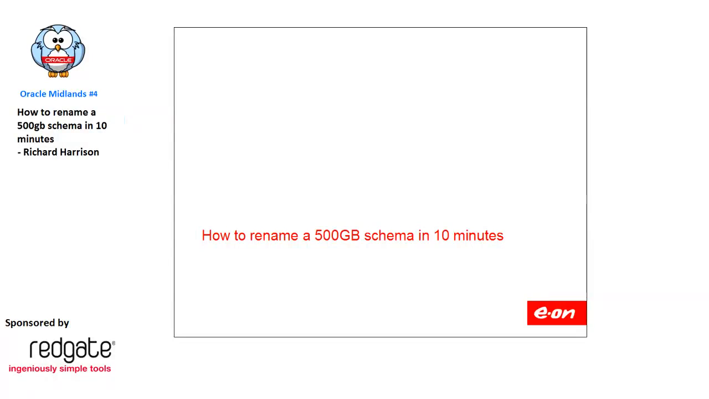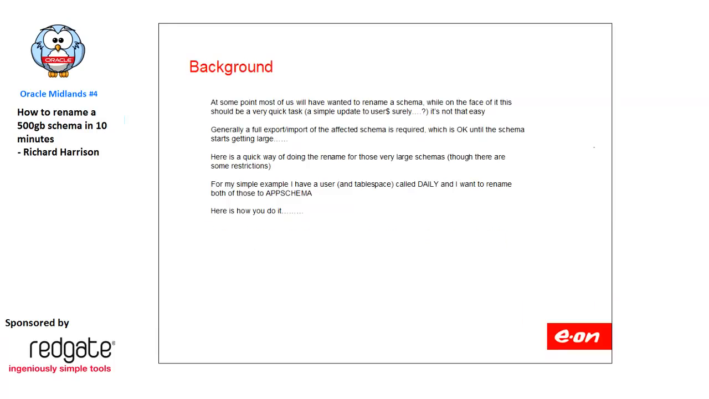So what I'm going to talk about is how to rename a very large schema in a very short space of time. I still can't believe that after this many years of using Oracle there is still no rename schema command. I can't understand why they've not brought it in. You'd think it's just a simple metadata update. Surely everything should just be referencing the user ID, so all we need to update is the name column essentially in user dollar, but no, that feature's not available.